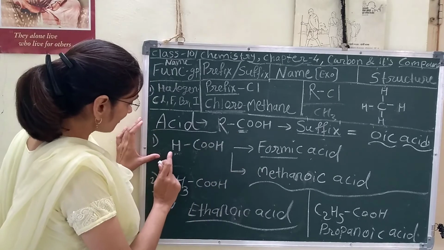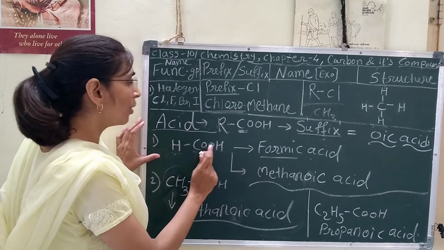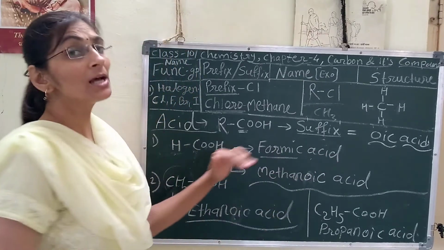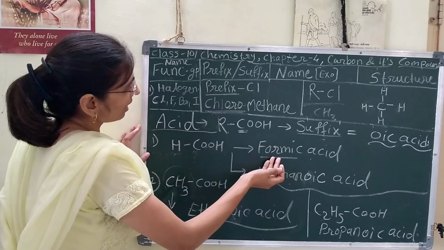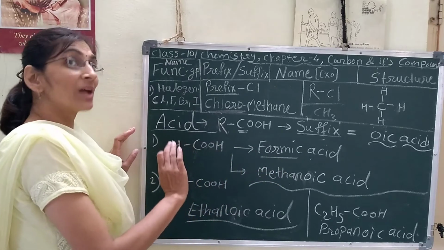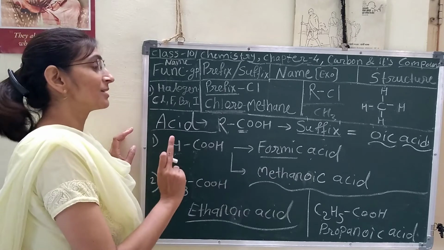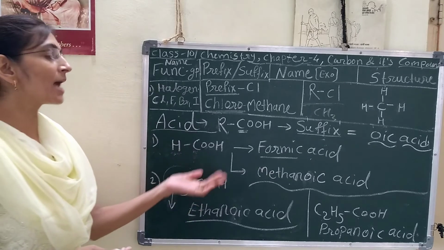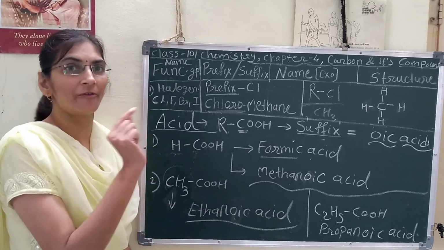So the first member of this series will be HCOOH, that is formic acid. This is the common name of the acid, and that acid is very popular. You must have experienced this formic acid. Where do you find that formic acid? You can find this formic acid inside the sting of an ant.